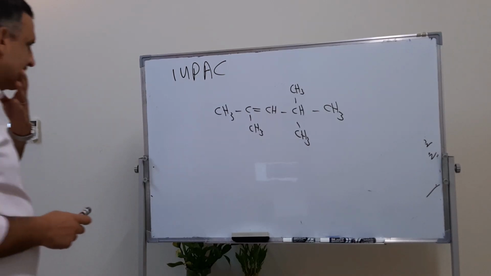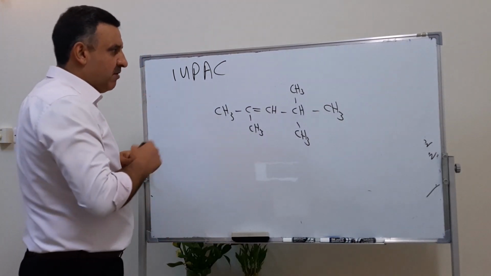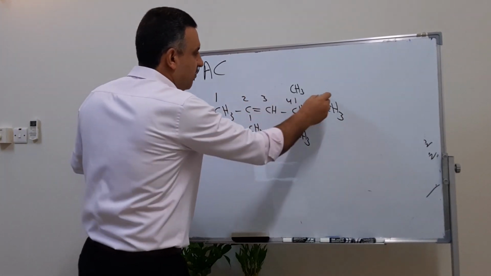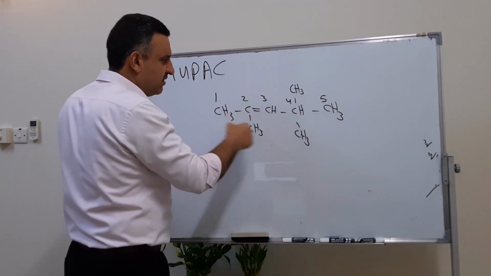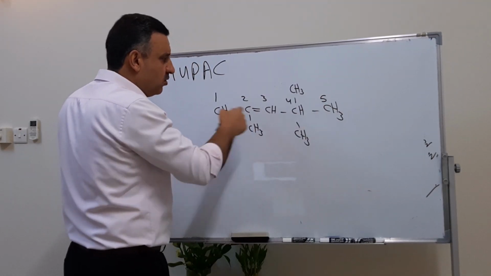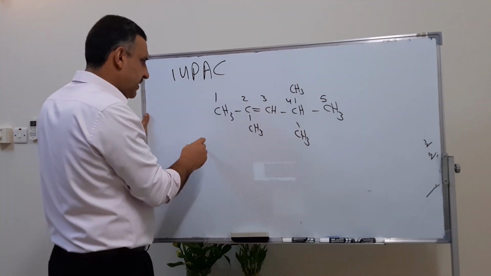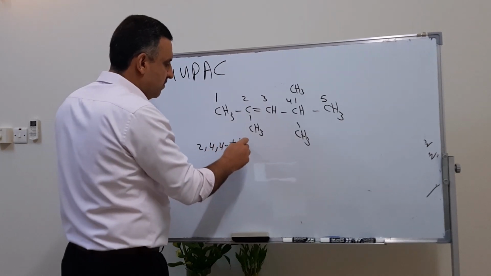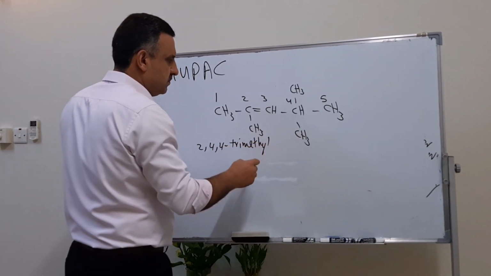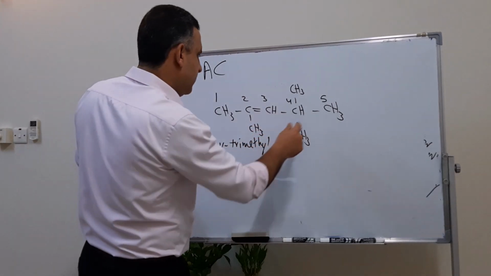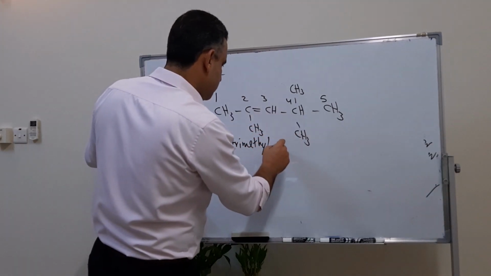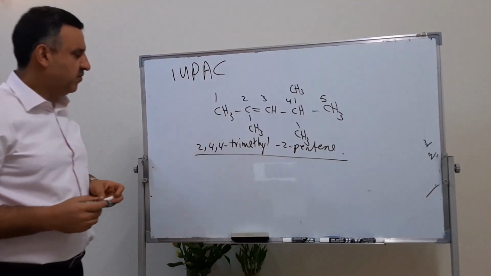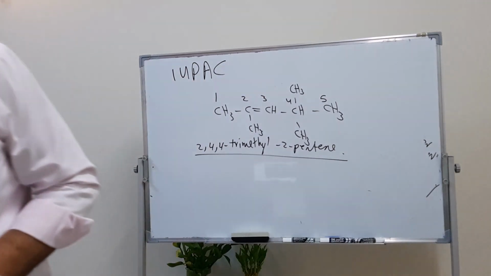Perfect. Before the 30 seconds. Anyway, now the correct answer here, we must start from this side, 1, 2, 3, 4, 5, because if we start from the other side, it's actually closer to the double bond. Therefore the name here will be 2,4,4-trimethyl-2-pentene. So this is the correct name, 2,4,4-trimethyl-2-pentene.